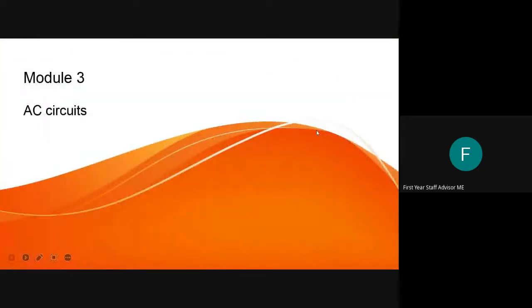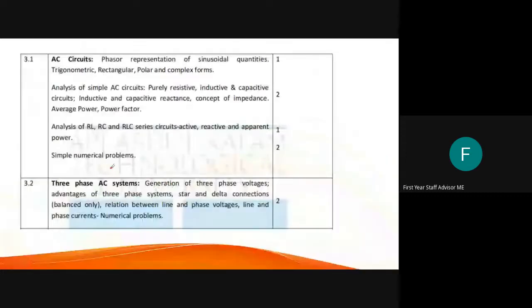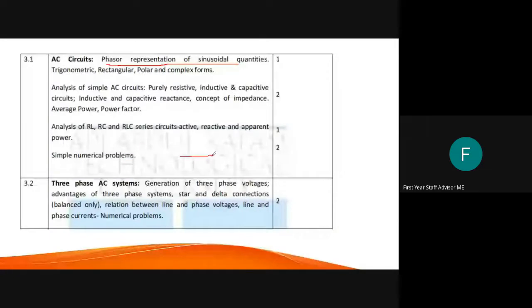So the module name is AC circuit, and what we are going to learn from this module is, one, phasor representation of sinusoidal quantity. So normally for a sine wave we used to draw a complete wave like this. Sine wave we used to represent like this, and it is very easy. This is also not a difficult process. We can easily represent a sine wave.